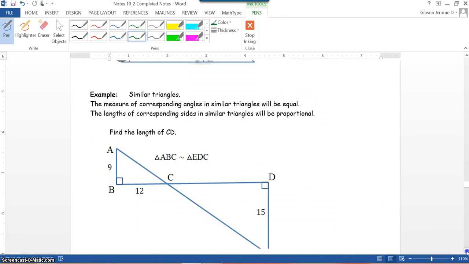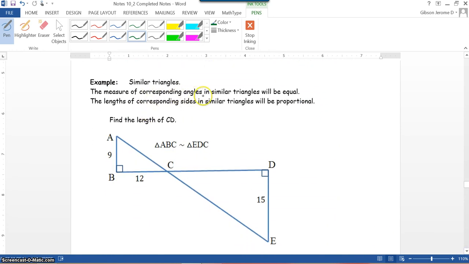Now, it says here similar triangles. The measure of corresponding angles in similar triangles will be equal. The lengths of the corresponding sides in similar triangles will be proportional. Find the length of CD.